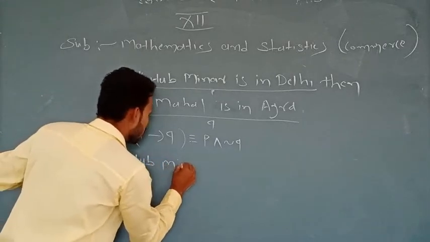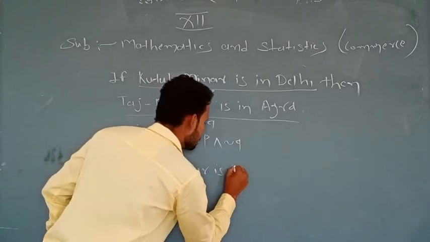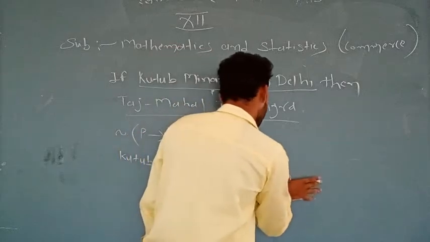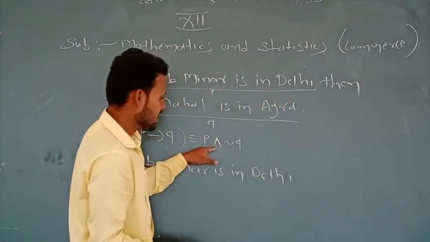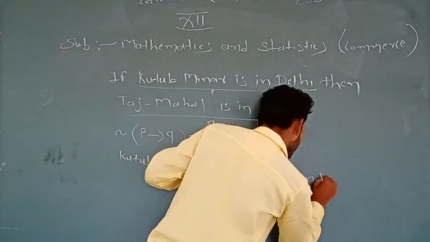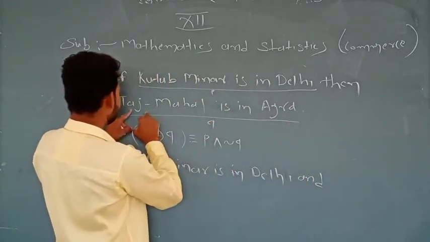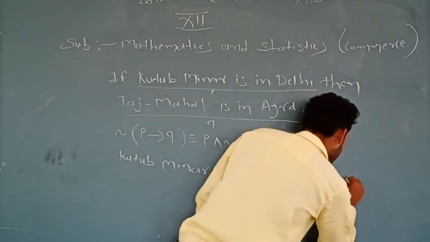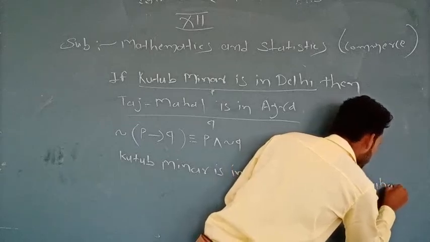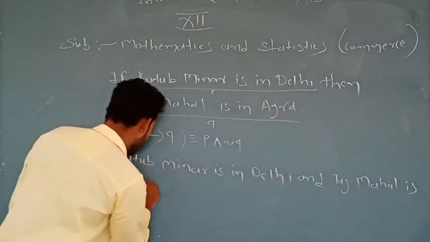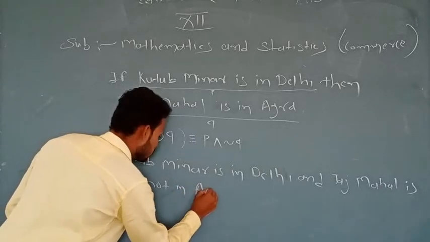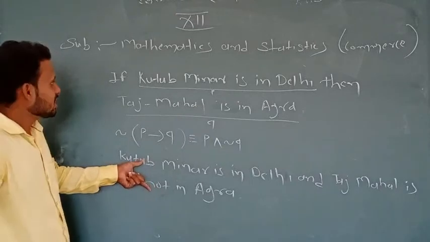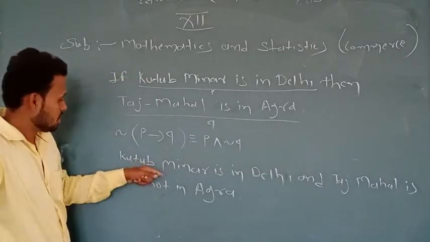Qutub Minar is in Delhi, and next, conjunction means we use here 'and', and just take the negation of the second statement. The second statement is Taj Mahal is in Agra. Its negation is Taj Mahal is not in Agra. Therefore: Qutub Minar is in Delhi and Taj Mahal is not in Agra, which is the required negation of the given compound statement.